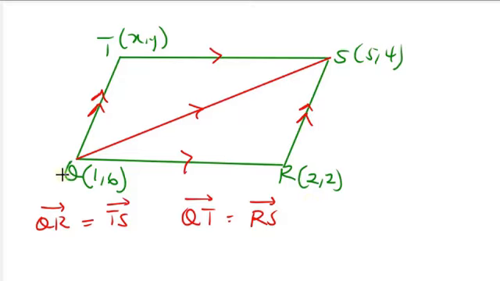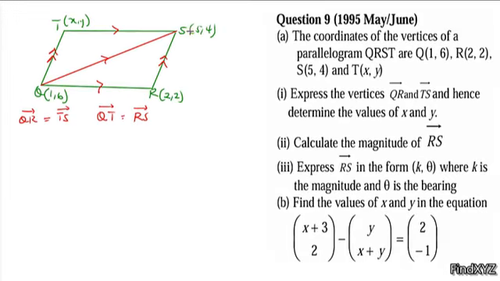You realize that I'm starting from Q to R, and I'm moving in the same direction as T to S. You have to move in the same direction before you can say they are equal. Then if I'm moving from Q to T, it should be the same as moving from R to S. The direction should be the same for this to work. Once this is set up, we can go ahead to express vector QR and vector TS.